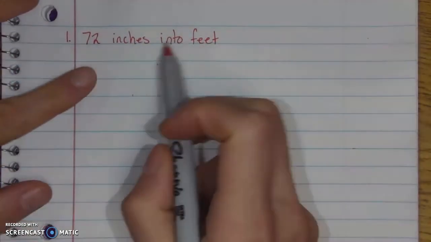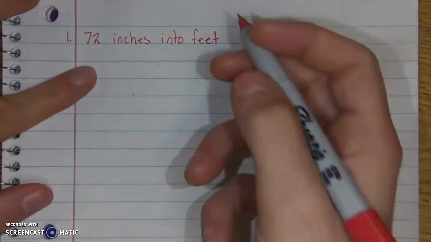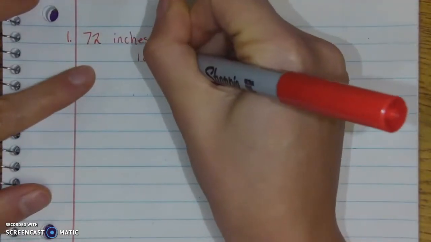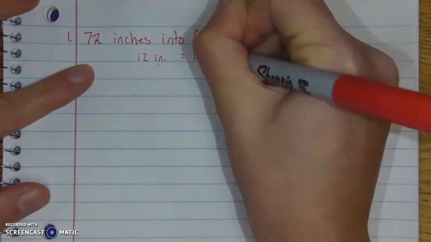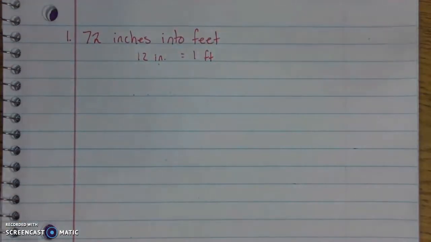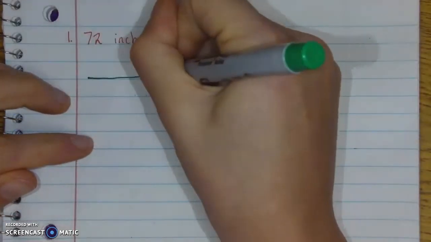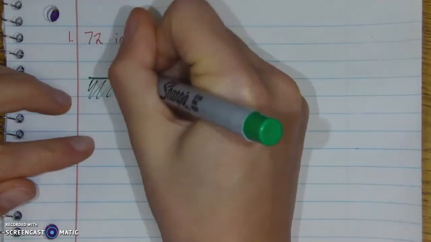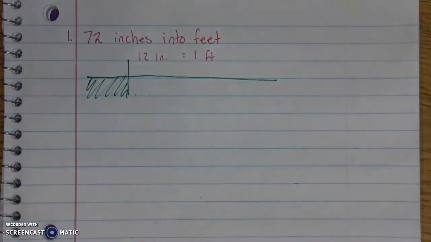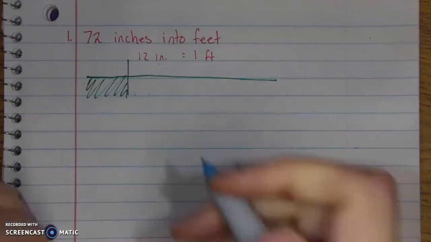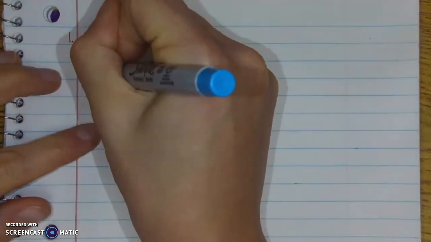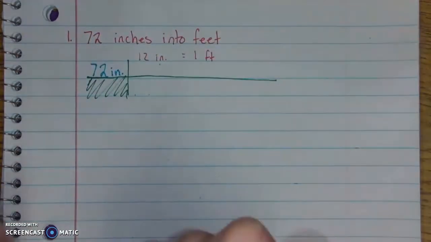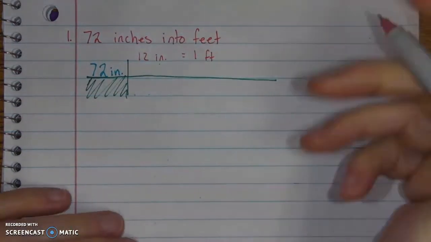So the first thing I'm going to do is find the conversion between inches and feet, and I know that there are 12 inches in every 1 foot. So now that I have my conversion, I can set up my conversion chart that will help me stay organized and find all those conversions. So again, I set it up like this, and the first thing that I have is, what do I want to change? Well, I have 72 inches, and I would like to switch it into feet.